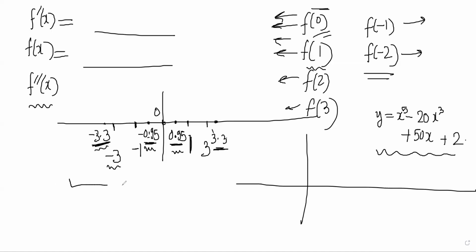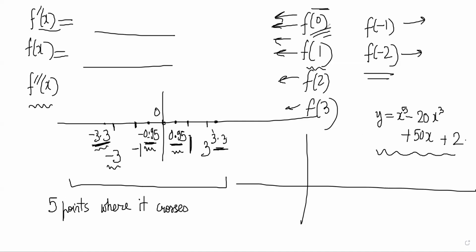Yeah, I'll leave this experiment to you. You need to draw the graph of it. There are 5 points where it crosses the x-axis. You should know enough about how to draw the graph using maxima, minima, using specific points to find an exact graph roughly.